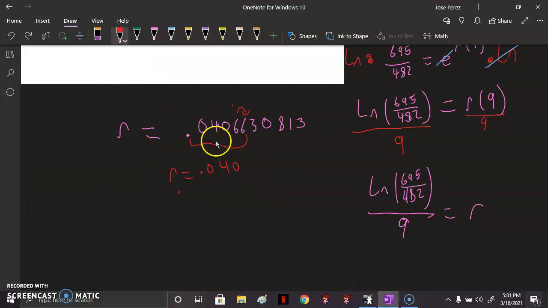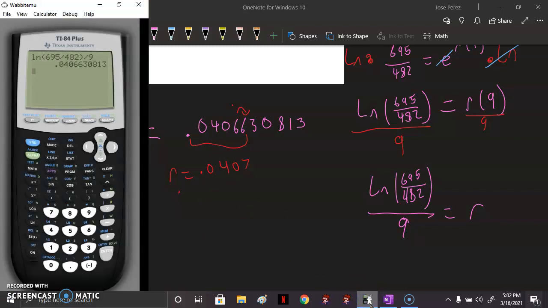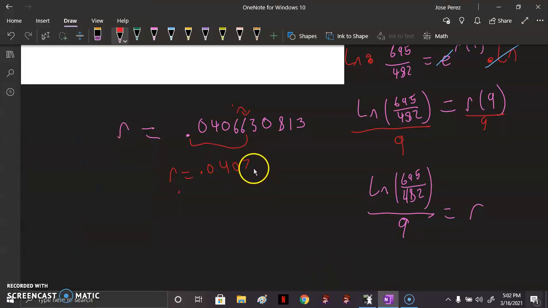0.06. We get 0.0407. And that will be our model. Let me see if I have that right. We're gonna keep the 0. I'm not gonna round it. We're gonna keep 0.04066. It doesn't matter. You could round it, not round it. You should get the close enough answer to it.